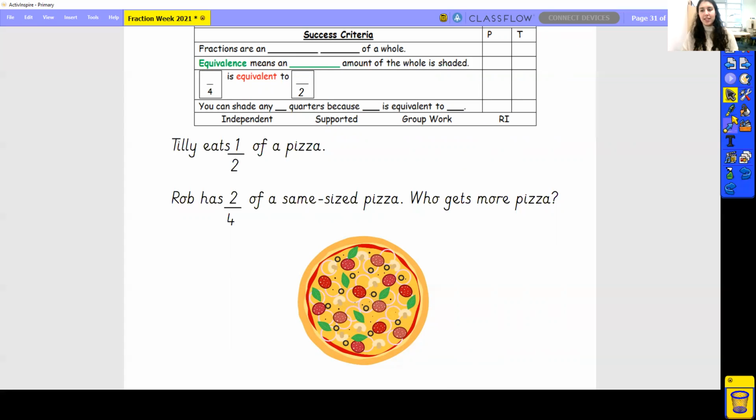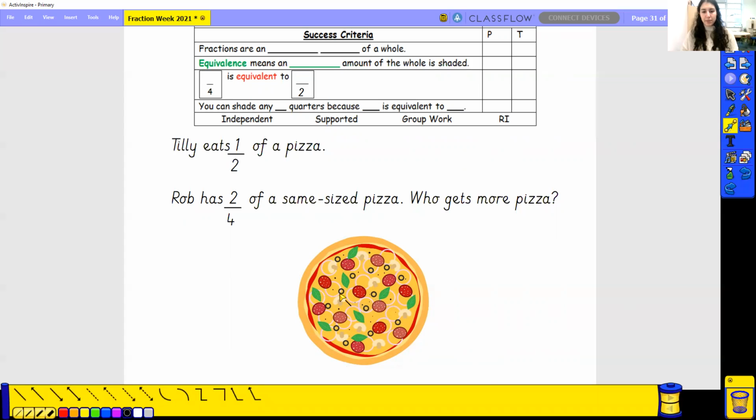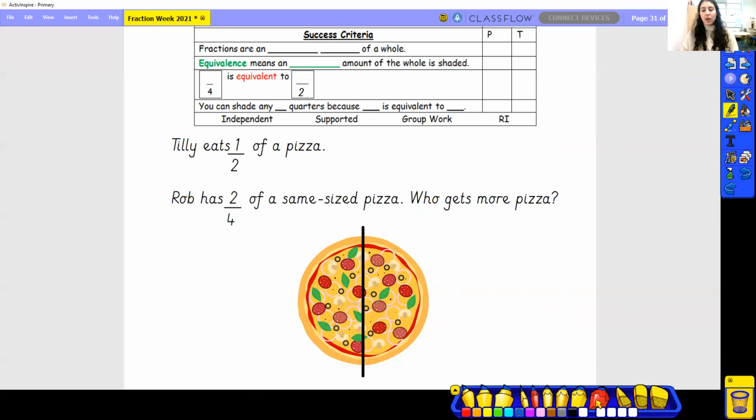Great, hopefully you've got some ideas in your head. So let's have a look. This is Tilly's pizza. Let's say, for example, she eats 1/2 of it. So that would mean that she split it into 2 parts and she only ate 1 of them. There you go. So this is what Tilly ate. She ate 1/2 her pizza.